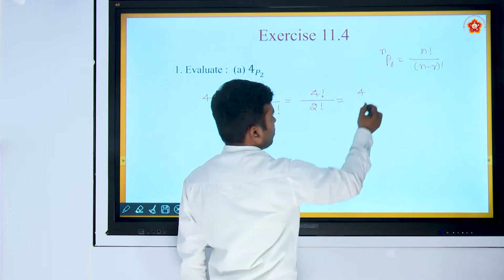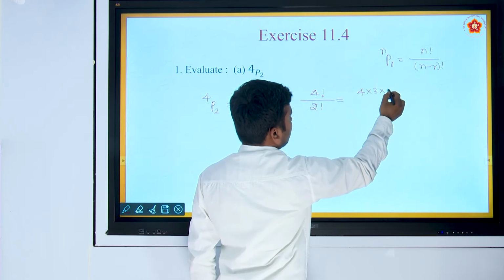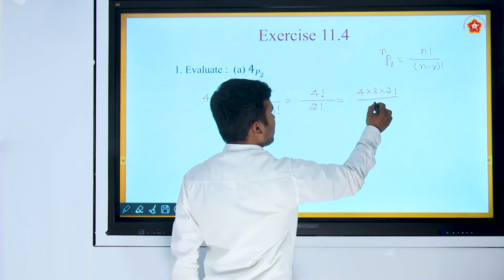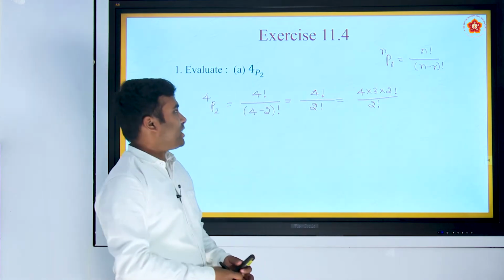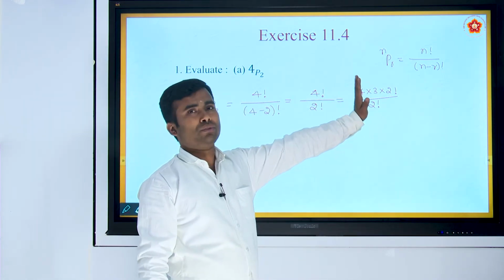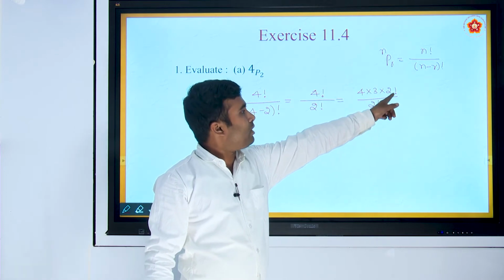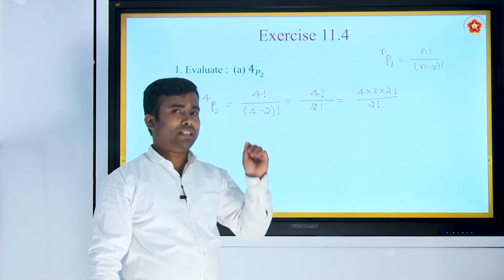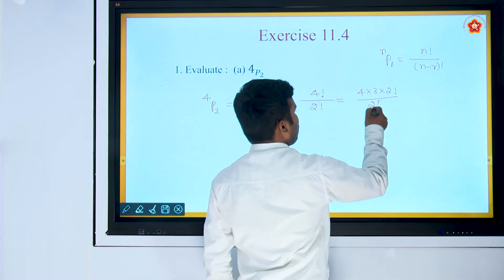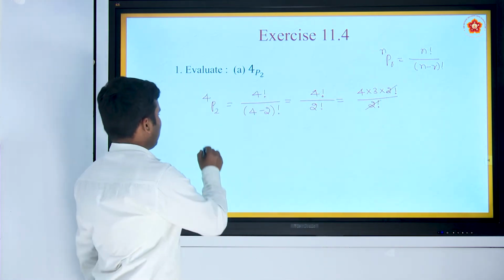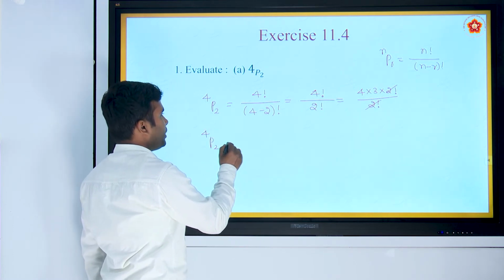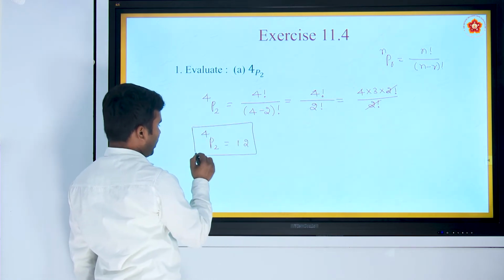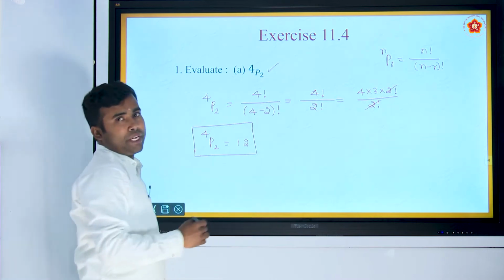4 factorial can be written as 4 into 3 into 2 factorial, divided by 2 factorial. I expanded 4 factorial as 4 into 3 into 2 factorial and stopped at 2 factorial because in the denominator I have 2 factorial, so that I can cancel it. So 2 factorial gets cancelled. The value of 4P2 is 4 threes are 12. So this is the value for 4P2.